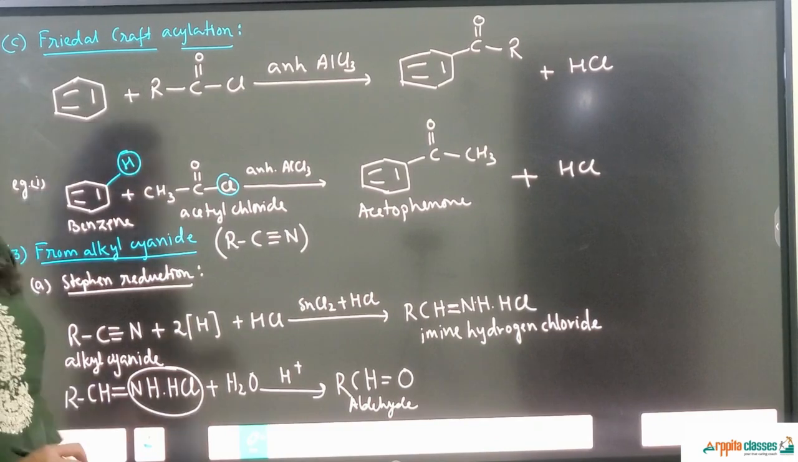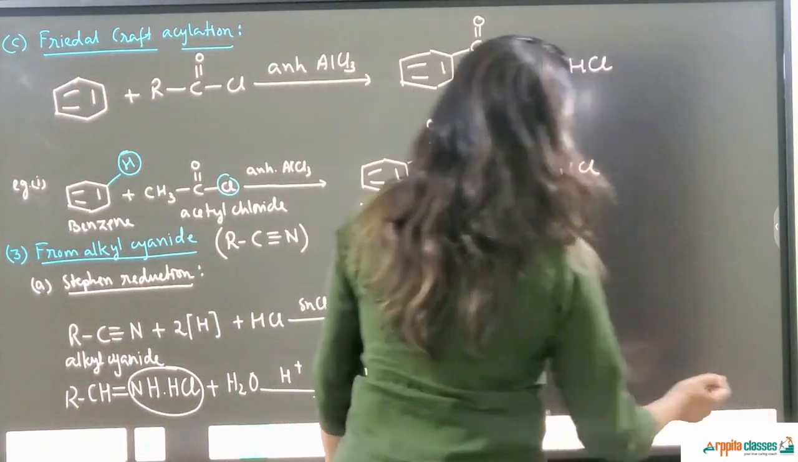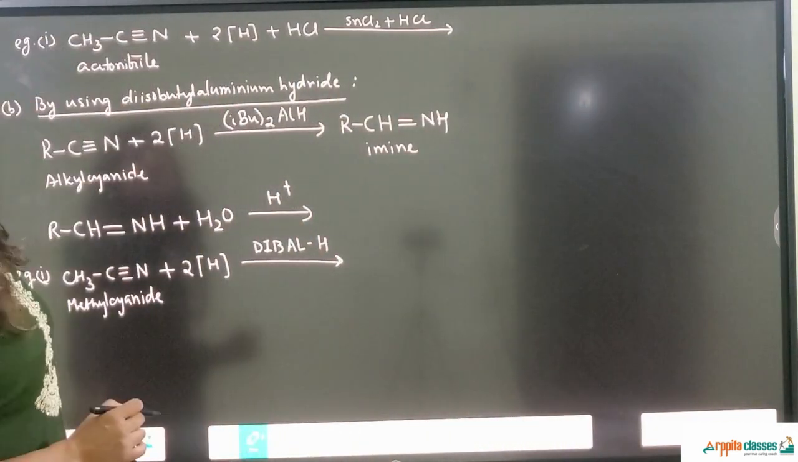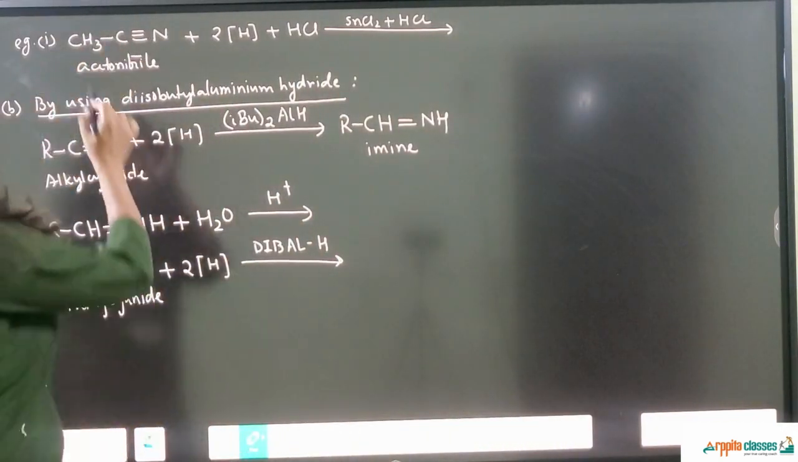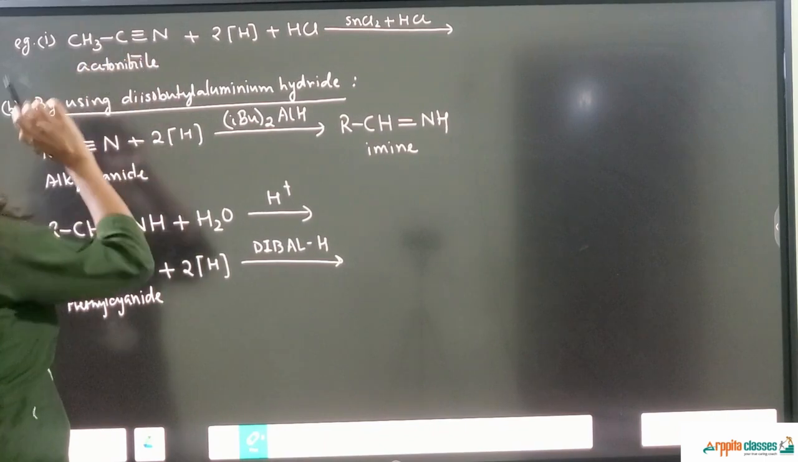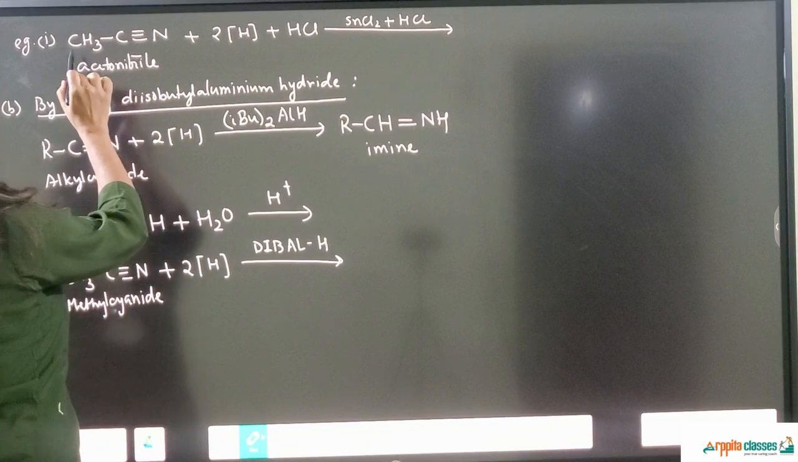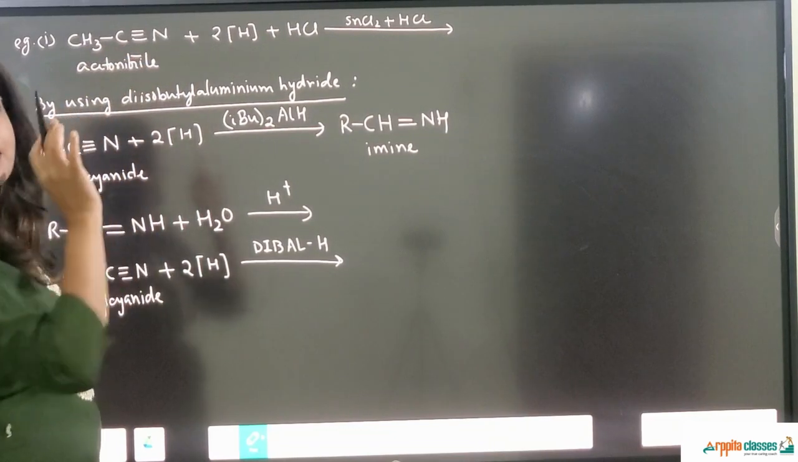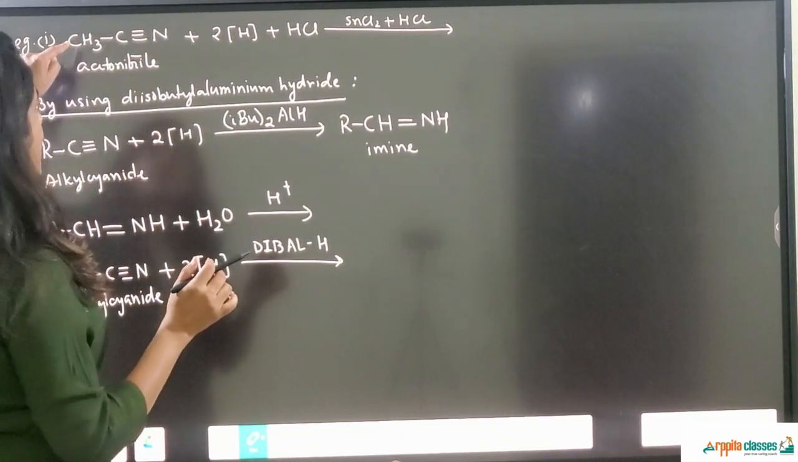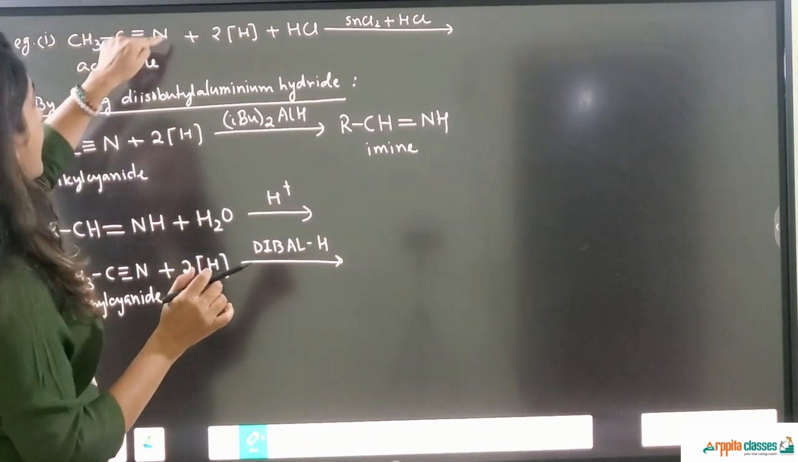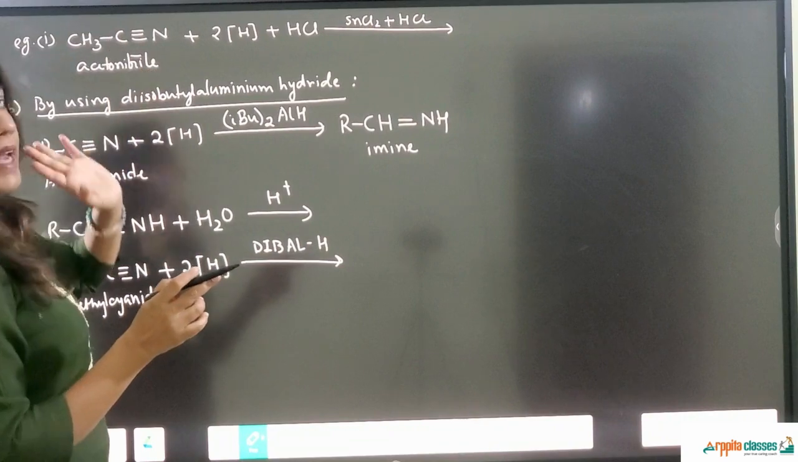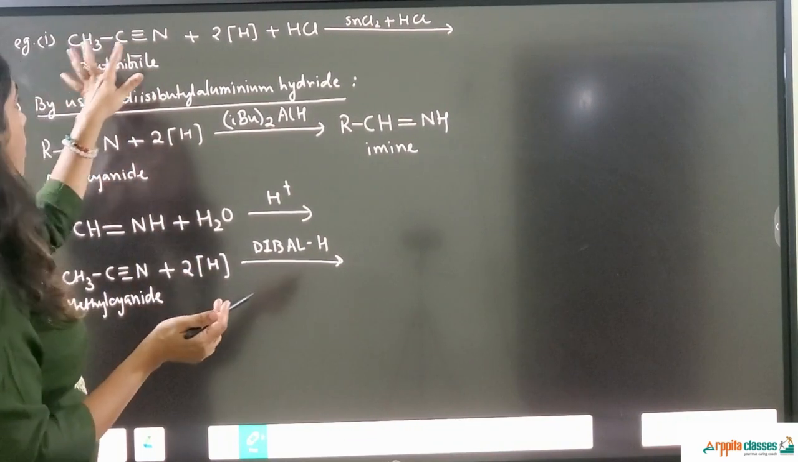So this is called a Stephen reaction. The reagent for the Stephen reaction is SnCl2/HCl. Now see, this is acetonitrile. There are two carbon atoms, so acetonitrile, or you can also call it methyl cyanide. If you call this cyanide, then you have to name just one carbon atom, methyl cyanide, because in cyanide itself C is there. Or you can call it acetonitrile.